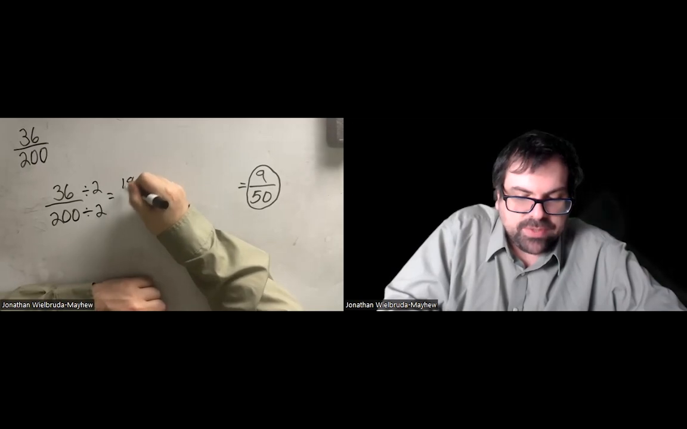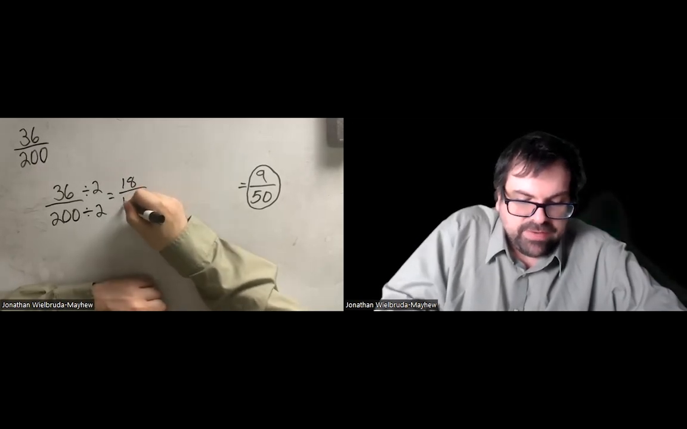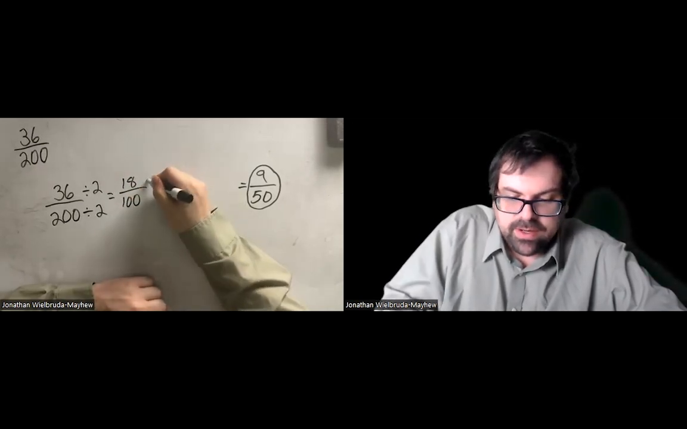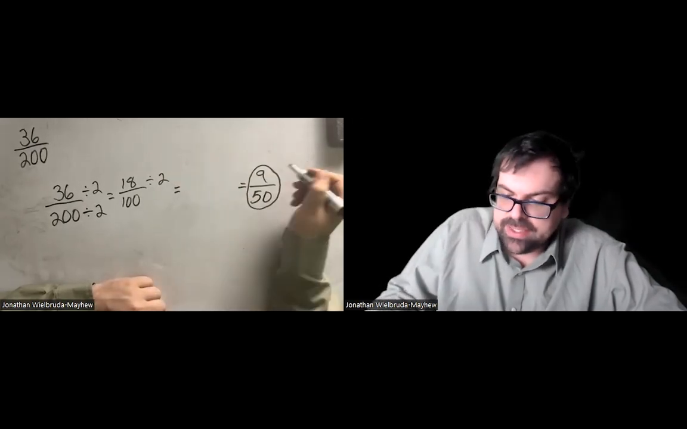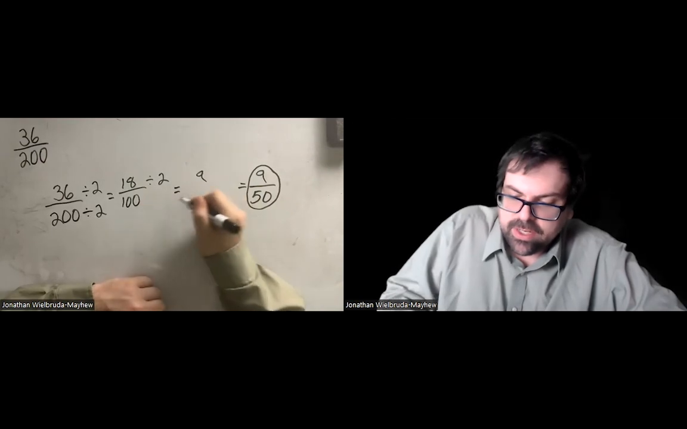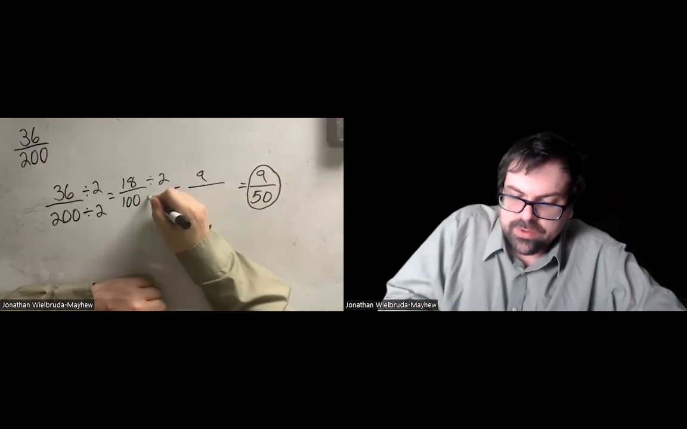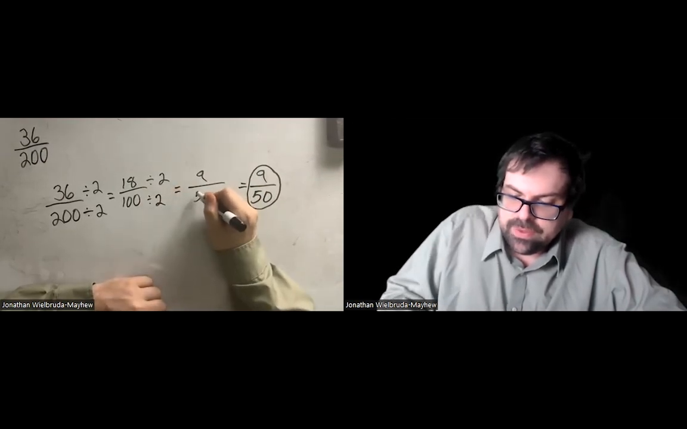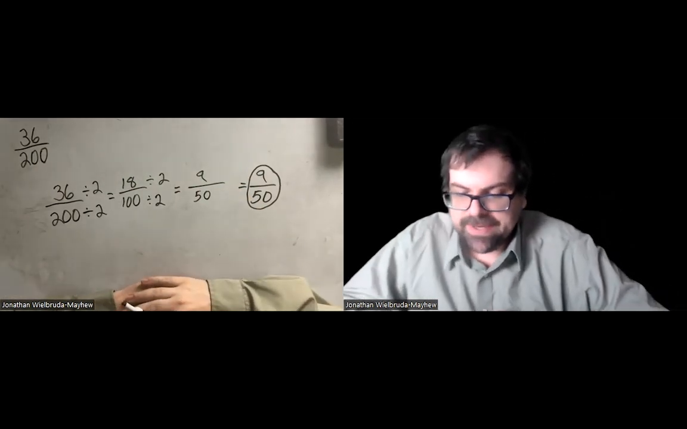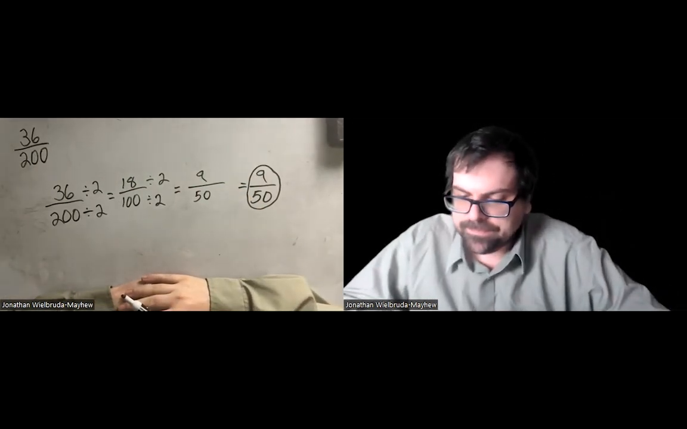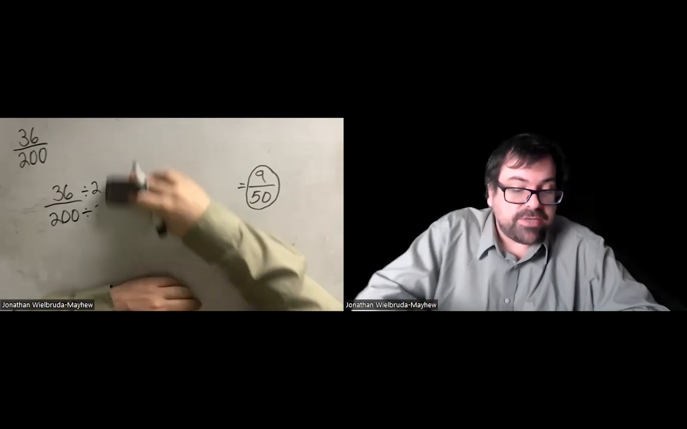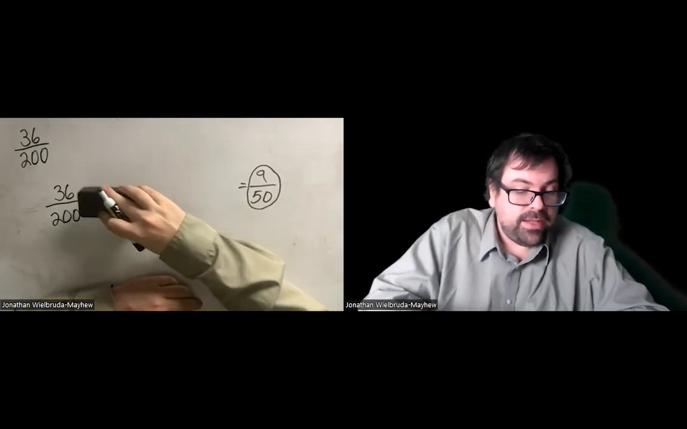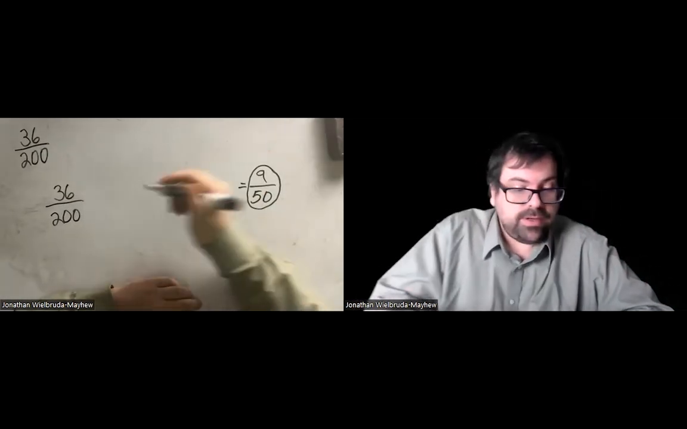36 divided by 2 is 18. 200 divided by 2 is 100. 18 divided by 2 is 9. 100 divided by 2 is 50. Does it have to be 2? No. Just like when you're doing prime factorizations, you can pick any 2 numbers.